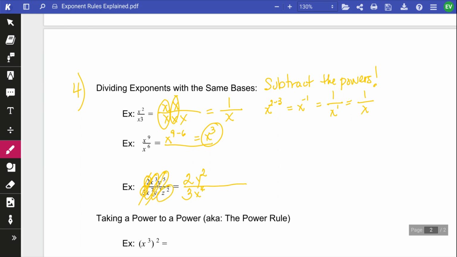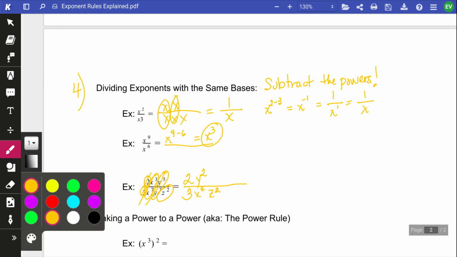Then I have to look at the z's. There's only one place the z's are. It's a positive power, so I'm going to leave it where it is. Z to the 2nd power. And it's as easy as that. So when you get a bigger expression, just make sure you chunk it. Take your time and do one piece at a time. And before you know it, you'll have it all right.